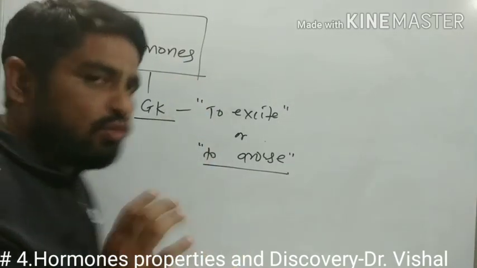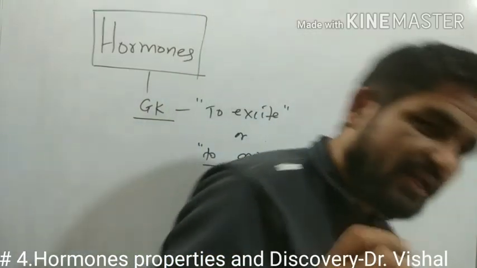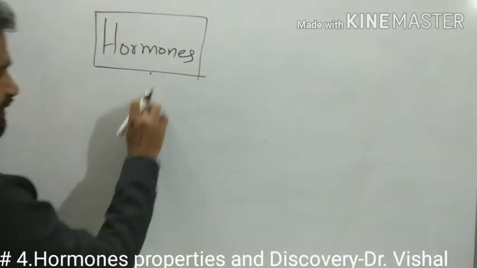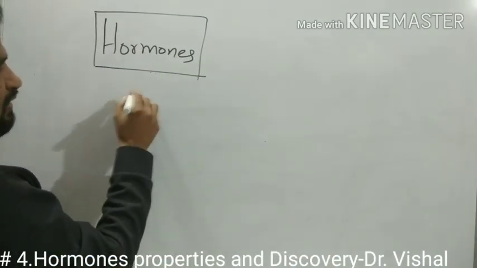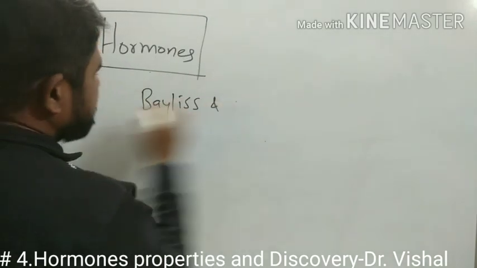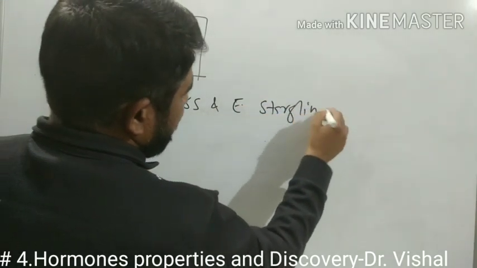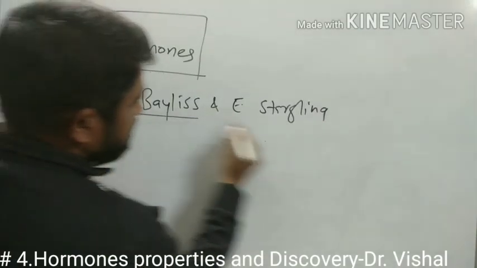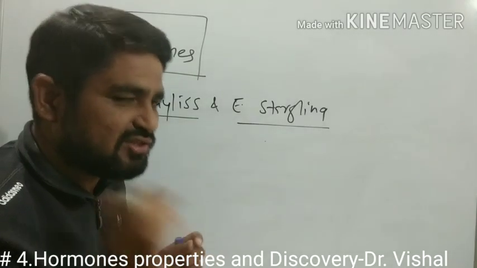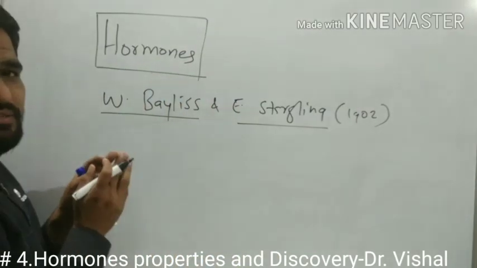Exactly who discovered these hormones and how they were discovered is also very important in the beginning of this chapter. When you talk about the discovery of hormones, there are two scientists: William Bayliss and Ernst Starling. These two physiologists discovered the hormones. But how they discovered the hormone is very interesting. They discovered it during 1902.